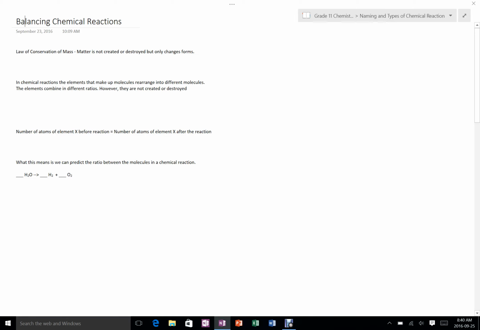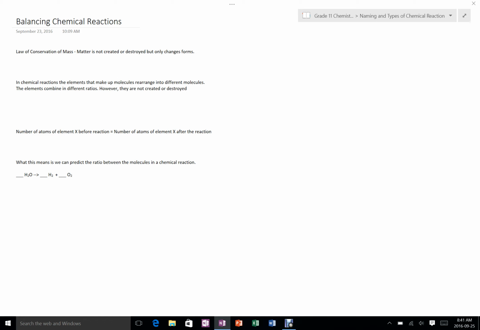Balancing chemical reactions. The law of conservation of mass is usually the thing that's used to explain why we need to balance chemical reactions. The law of conservation of mass says that matter cannot be created or destroyed, but only changes forms. This is true as long as we're only dealing with chemical reactions. With nuclear reactions, there's some different stuff going on there. So what we're saying in this won't apply to nuclear reactions.